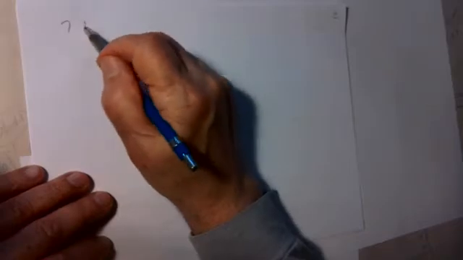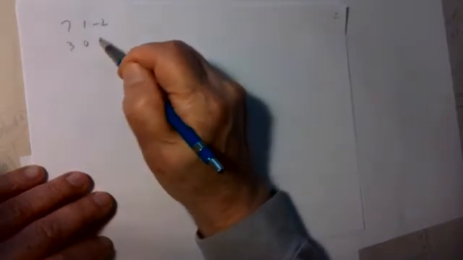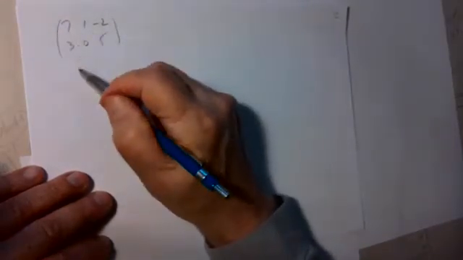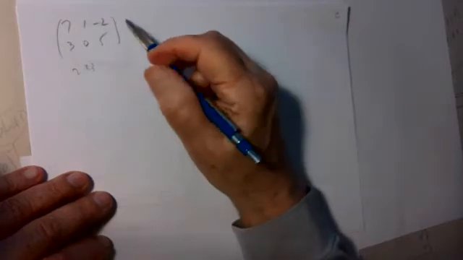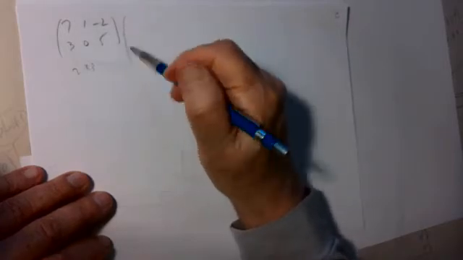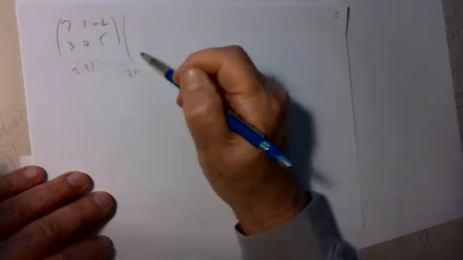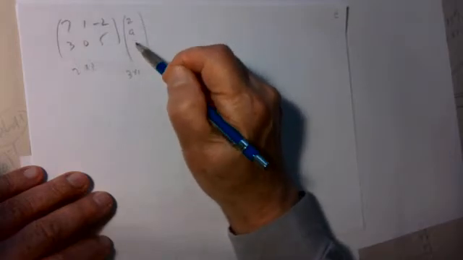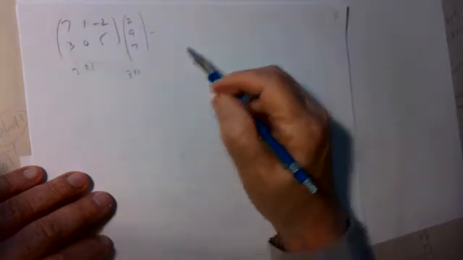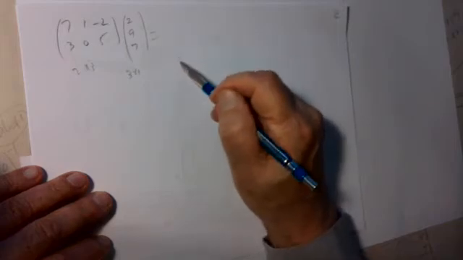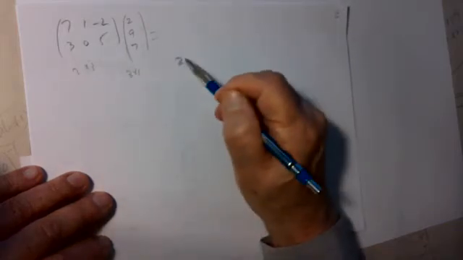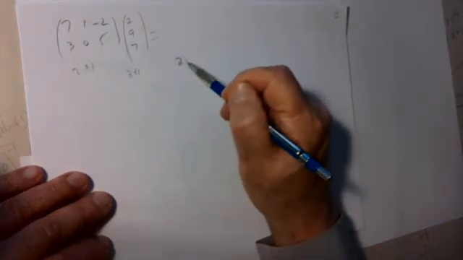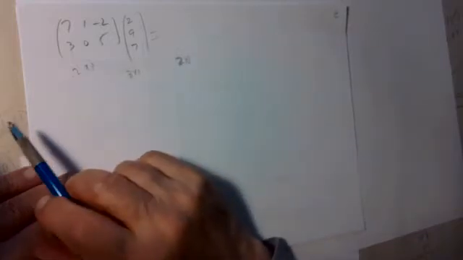So let me just do one example so it's a little bit clearer. 7, 1, minus 2, 3, 0, 5. So this is 2 by 3. Suppose I just multiply it by a 3 by 1 matrix. That's a column: 2, 9, 7. So this is going to be a 2 by 3, sorry, a 2 by 1 matrix. That's a column vector with two numbers.